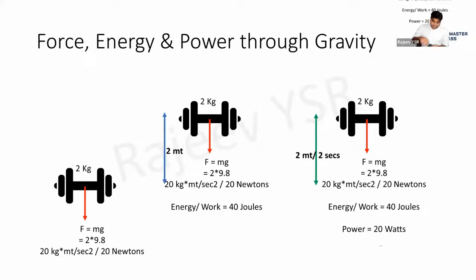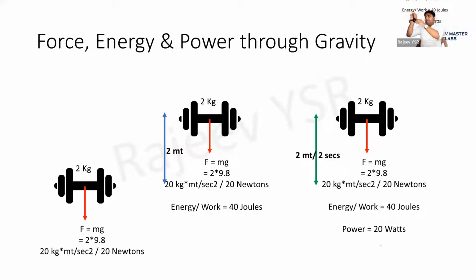Now, imagine you lifted it by 2 meters. Now the dumbbell is at a 2 meter height from the floor. What is the work done on the dumbbell? Force into displacement, right? It is 20 newtons into 2 meters. That is roughly 40 joules.